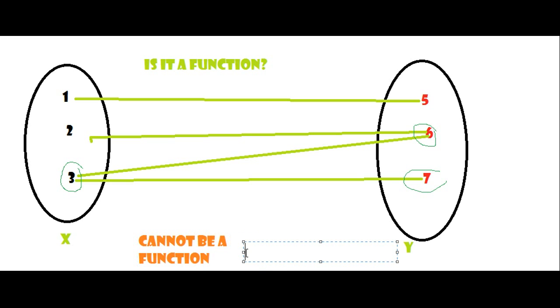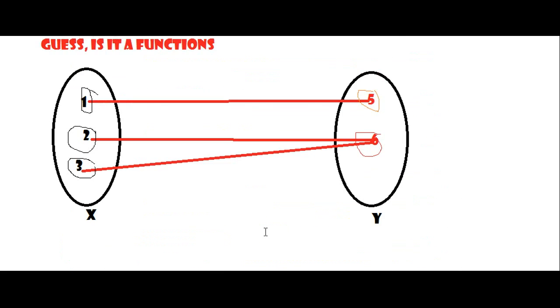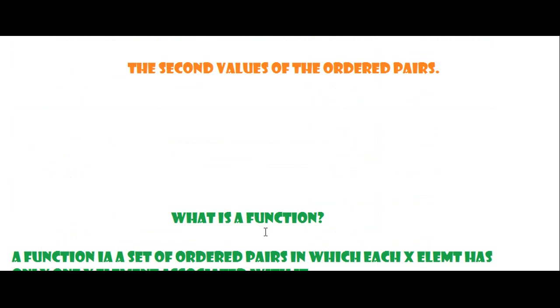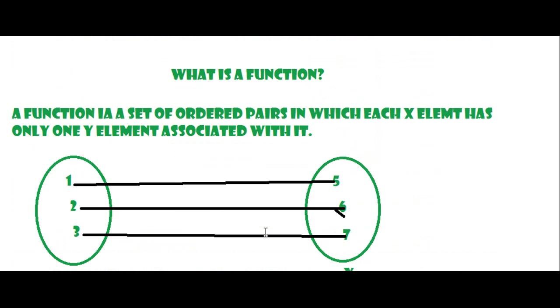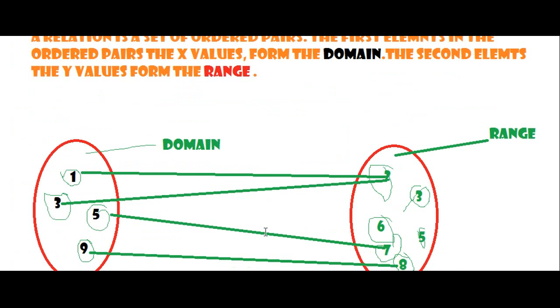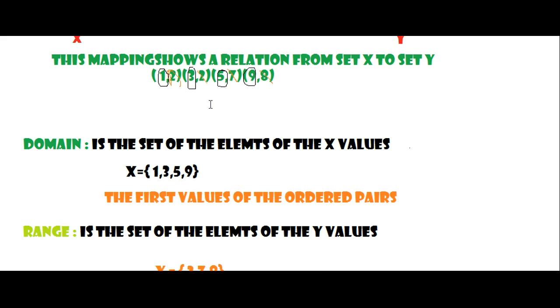So I think we are clear on what is a function, what is a relation, and what is domain, range, and ordered pairs.